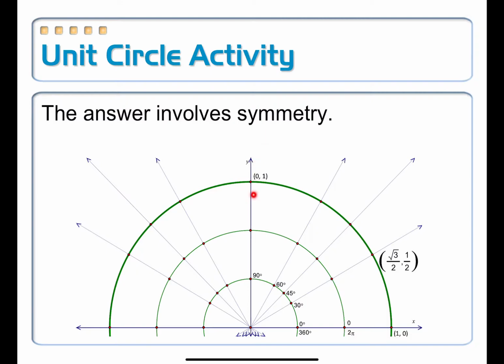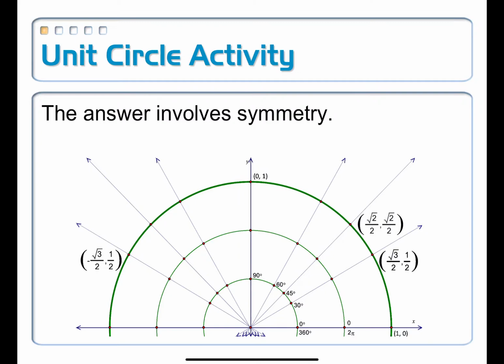Well, look at the y-axis. Look at where this point is. Bam, bam, bam. There's a symmetry right there. We could just take this point and reflect it across the y-axis. When we reflect across the y-axis, the y-coordinate does not change, only the x-coordinate. It's got to be the same distance away, so it's going to be negative square root of 3 over 2, comma 1/2.